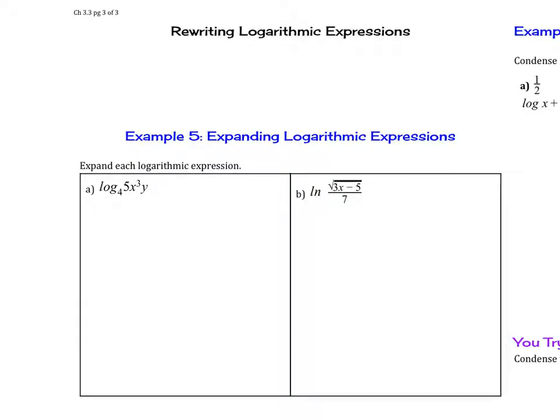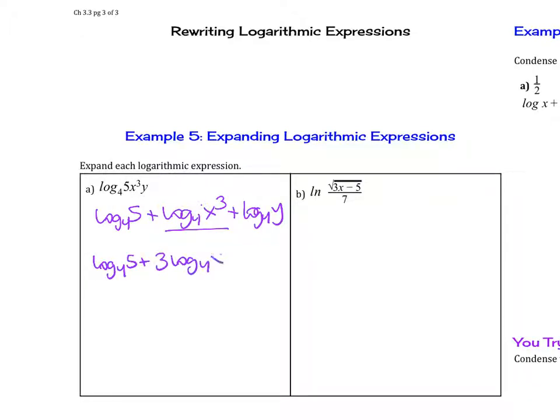Going to rewrite logarithmic expressions. So example 5, expand logarithmic expressions. Letter A, we have log base 4 of 5x cubed times y. When we know we're multiplying, we can add the logs. So let's separate this. This is log base 4 of 5 plus log base 4 of x cubed plus log base 4 of y. Then to finish it out, the only thing we need to do is fix that exponent there. So this ends up being log base 4 of 5 plus 3 log base 4 of x plus log base 4 of y.